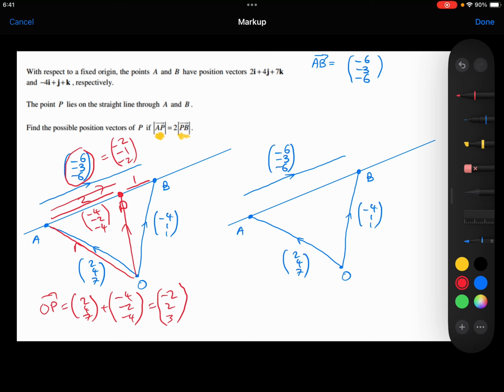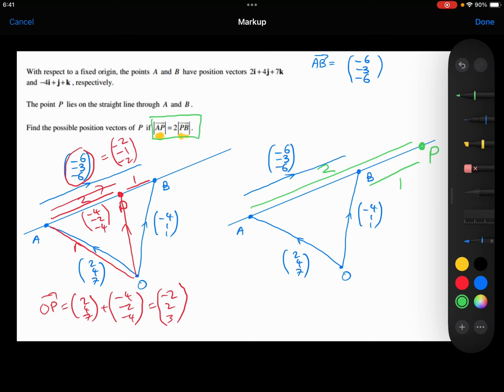However, that's not the only place on the line where P could be. Just to remember, the distance AP needs to be twice the distance PB. P could also be over here, where the distance from A is twice the distance from B.